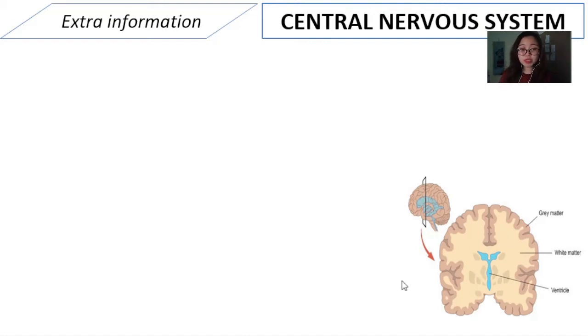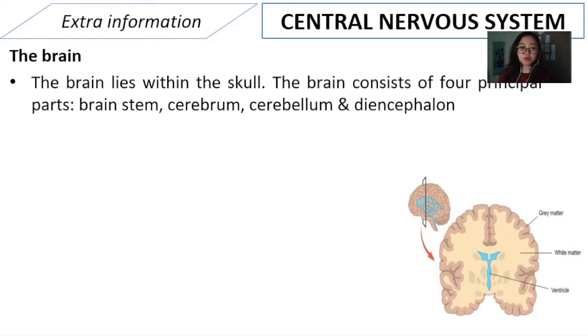So let's go with extra information slide number 1. We learn about the central nervous system in more detail. So the central nervous system will include your brain, of course. Your brain will lie within your skull, and the brain consists of 4 principal parts, which is your brainstem, your cerebrum, cerebellum, and diencephalon. So here they state the 4 parts of the brain. So we can divide our brain into the brainstem, cerebrum, cerebellum, and diencephalon.